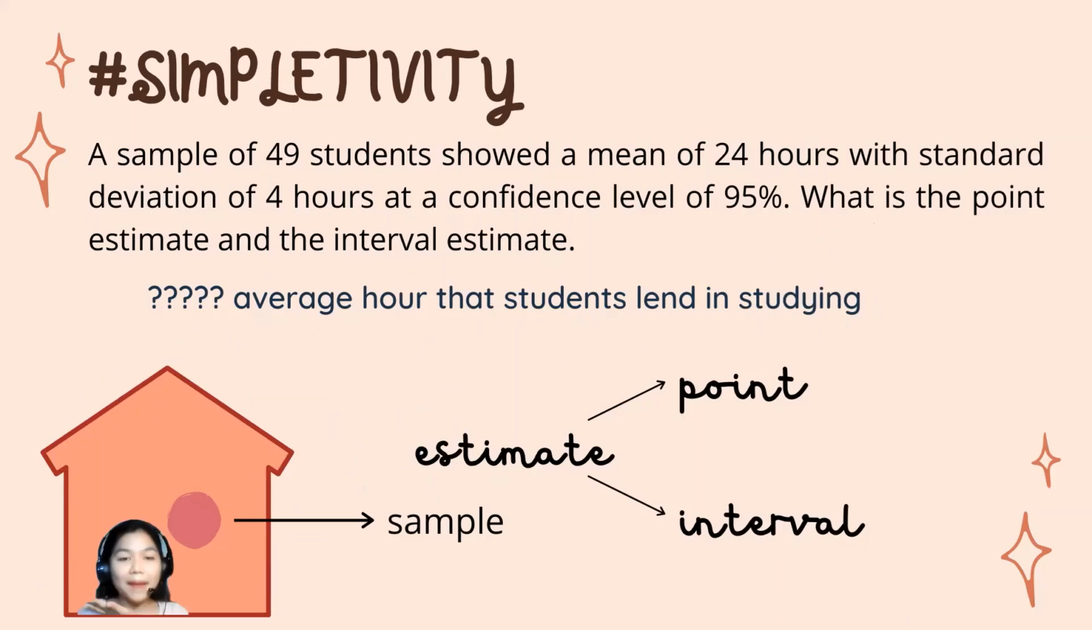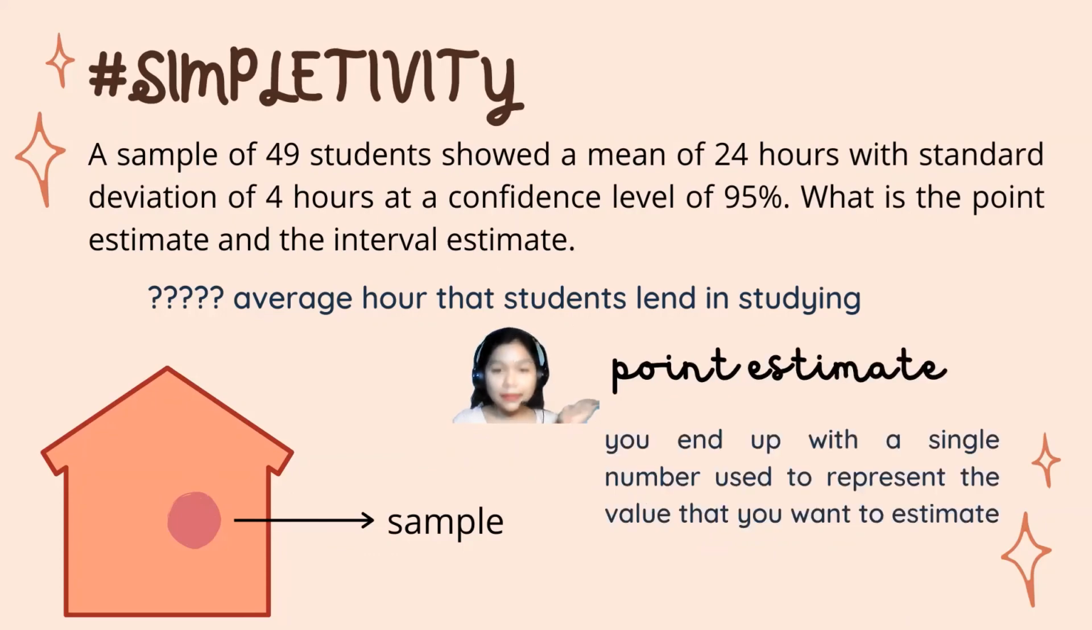So kunwari, ito yung bahay. Sa buong bahay na ito yung sample, dito yung student. So, para po ma-estimate natin, kasi nga hindi natin tukoy ang totoong number ng population, kailangan po nating mag-estimate. Pwede pong point estimate, pwede din pong interval estimate. So, pag point estimate po, ina-expect natin or inaasahan natin na isang value lang ang sagot. Okay? Yung value na yon, yun yung magre-represent ng ating population.